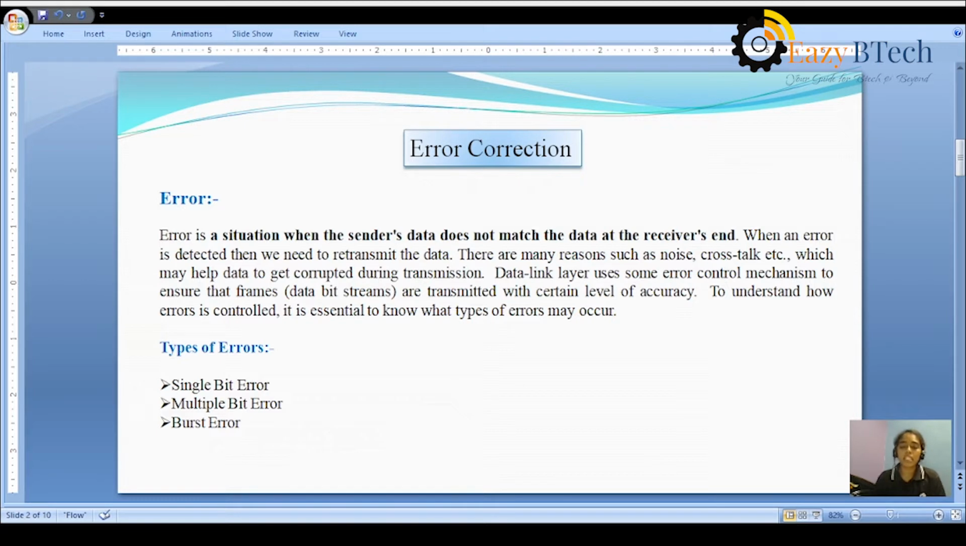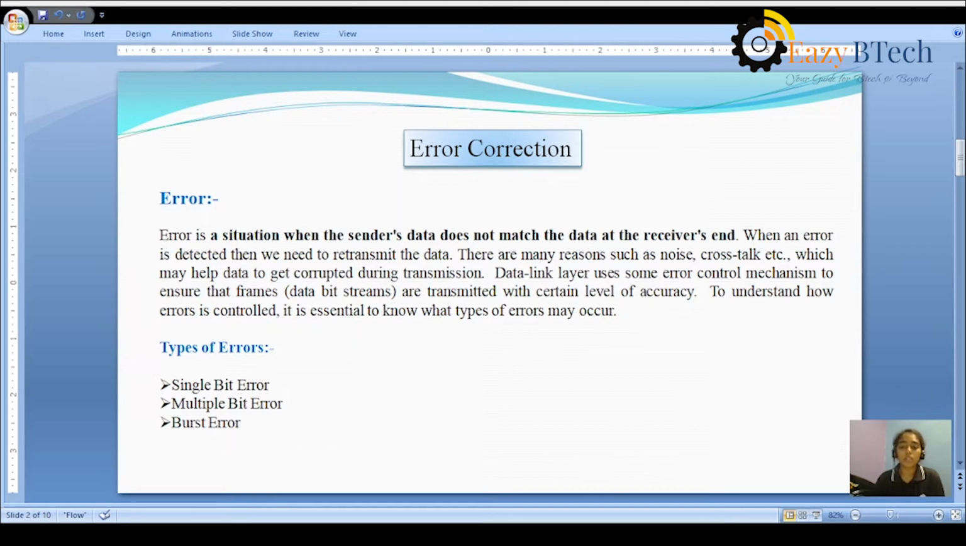For this reason, the data link layer uses some error control mechanism to ensure that frames are transmitted with a certain level of accuracy. That means the data will be sent at a given time period, and we have to send reliable data, controlling all the errors from source to destination while transmitting the data. We have different types of errors here: single bit error, multiple bit error, and burst error.